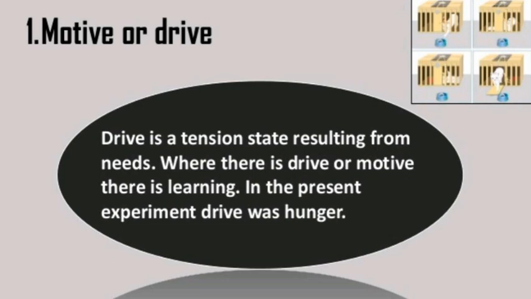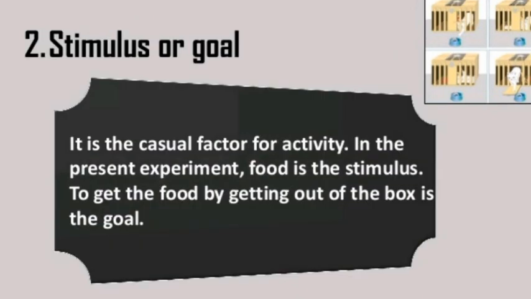motive or drive. Drive is a tension state resulting from needs. Where there is drive or motive, there is learning. In the present experiment, drive was hunger. Stimulus or goal. It is the causal factor for activity. In the present experiment, food is the stimulus. To get the food by getting out of the box is the goal.